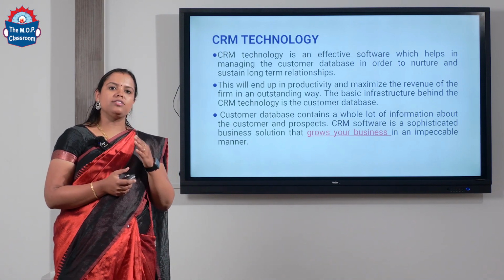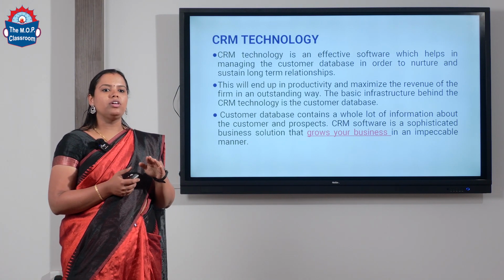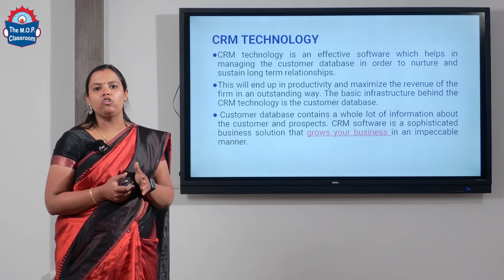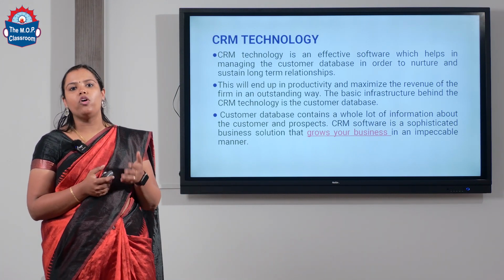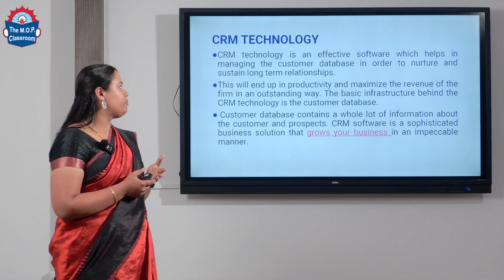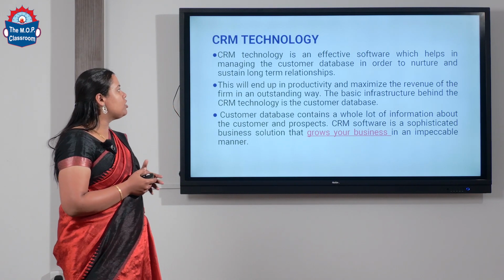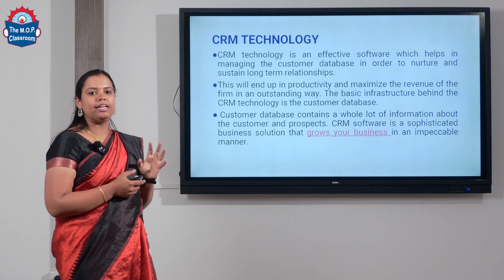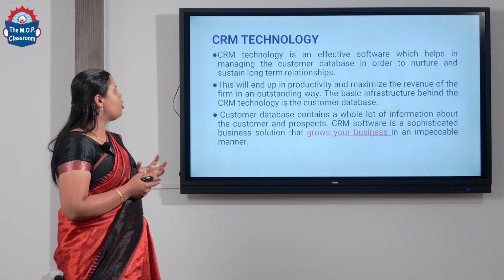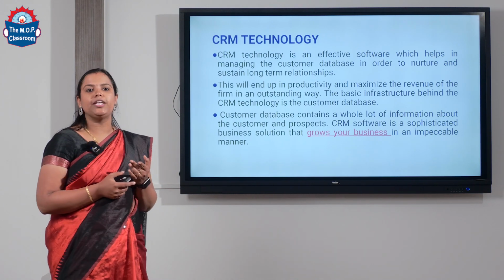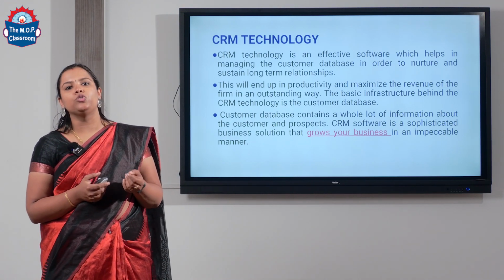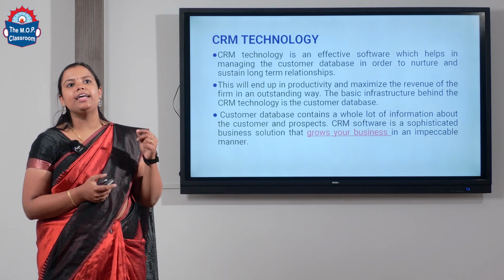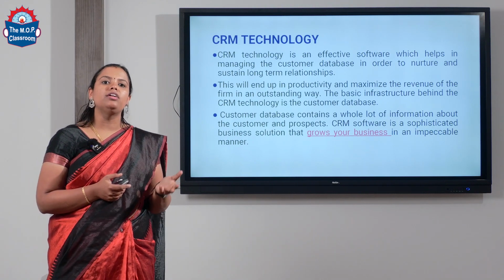So we have seen the transition from how we started using the paper mode to a technological mode in various forms. The same way, CRM has also evolved with various transitions. CRM technology is effective software which helps in managing the customer data in order to nurture and sustain long-term relationships. So today, for example, if I'm searching for any product in Google, that will automatically redirect me to many other platforms.